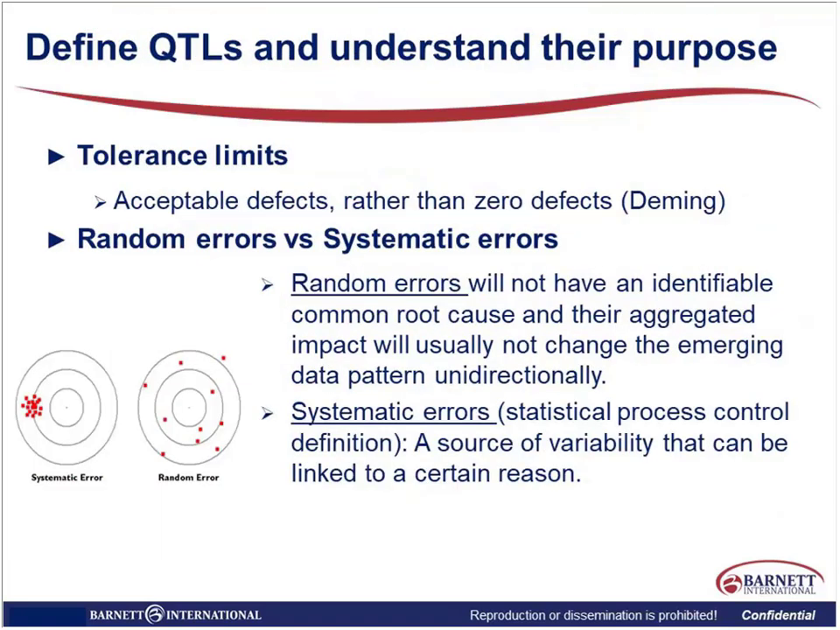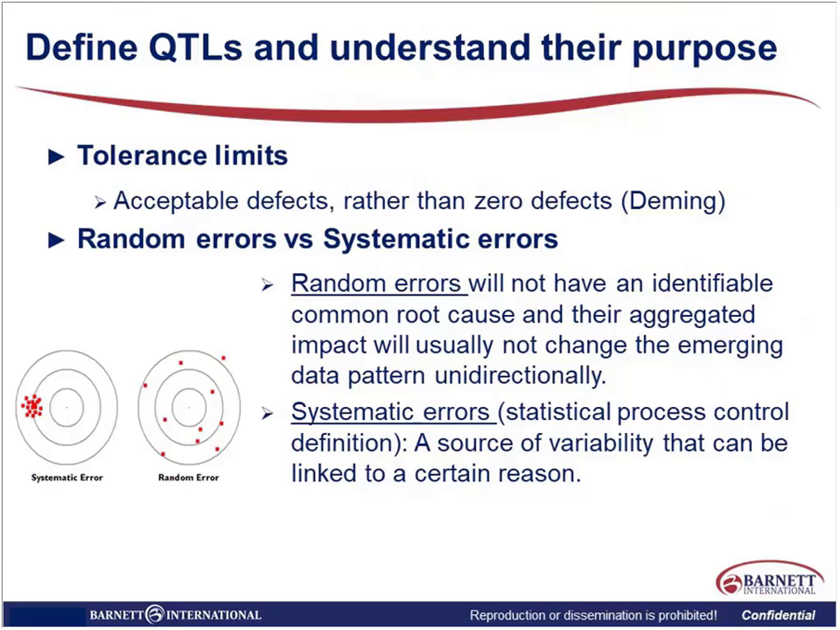So let's define them and understand what they are. So according to Deming, tolerance limits are acceptable defects rather than zero defects. We're all human. We make mistakes. Which are acceptable, which are not. Carry that thinking over to a clinical trial, right?